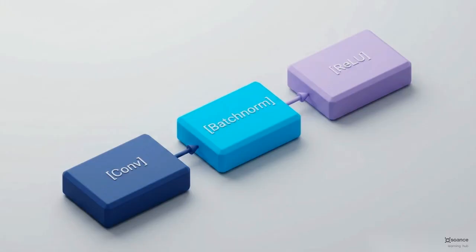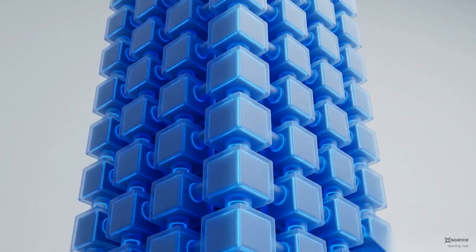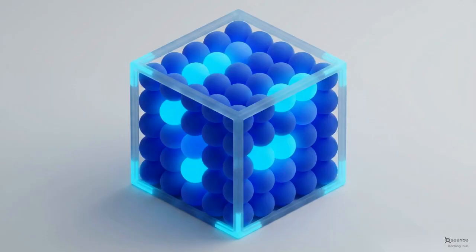There is an ongoing debate regarding placement. The original paper recommended placing batch norm immediately after the convolution and before the ReLU activation. However, many modern implementations apply ReLU first and batch norm second. The best approach is to test both for your specific problem. Regardless of sequence, batch normalization is a fixture in modern models. It mitigates issues with activation functions, provides training stability, and acts as a powerful regularizer against overfitting.